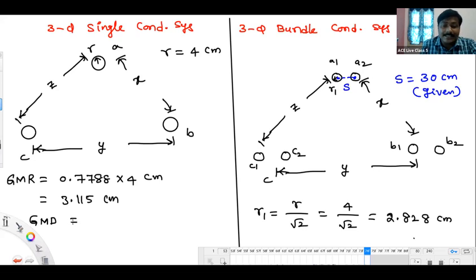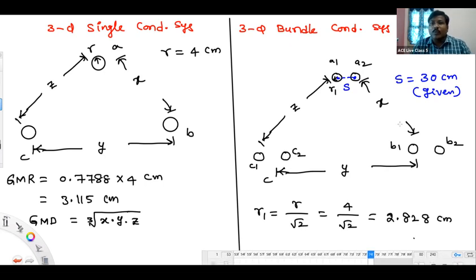What is GMD here? Did he mention anything about transposition? No. If he didn't mention it, we have to assume that it is transposed. After doing transposition, what is GMD? It will be cube root of XYZ. DAB, DBC, DCA. Okay, done.